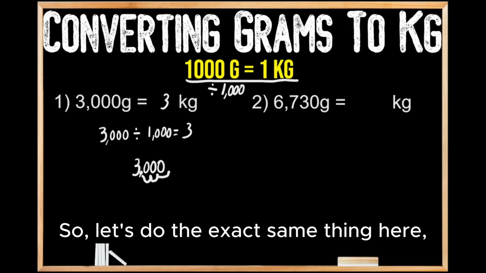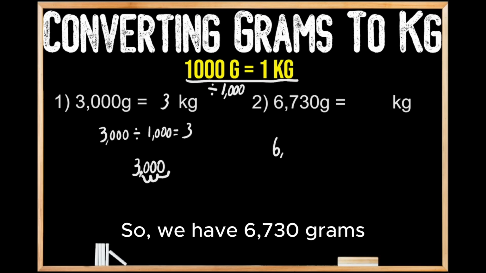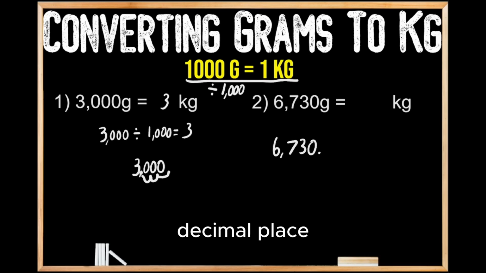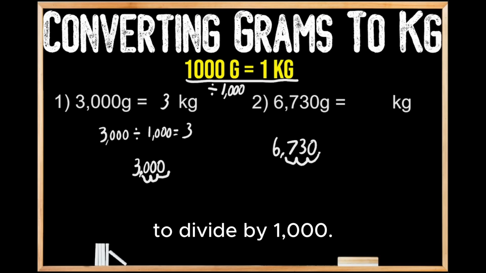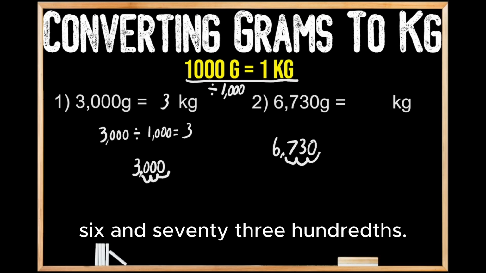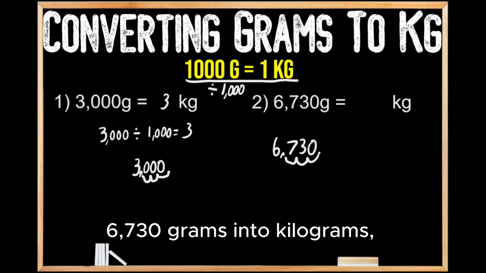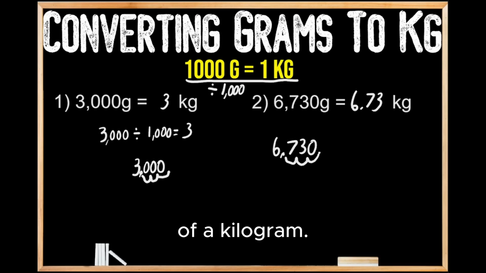So let's do the exact same thing here, but for our second question. So we have 6,730 grams, and we have a decimal to the far right, and then we're going to move that decimal place 3 places to the left to divide by 1,000, which is going to give us the decimal of 6 and 73 hundredths. So when we convert 6,730 grams into kilograms, we get 6 and 73 hundredths of a kilogram.